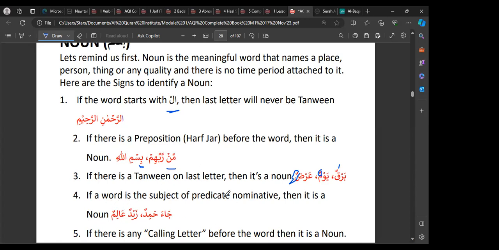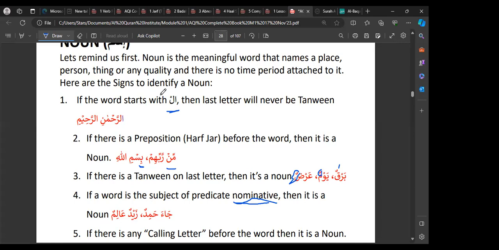If the word is the subject of a predicate nominative, so you know this, you have the mubtada and the khabar. So if the word is a mubtada, then it's in the nominative. Nominative is which state? This is the English version of the word. So what state in Arabic is nominative? And you can see the examples here.